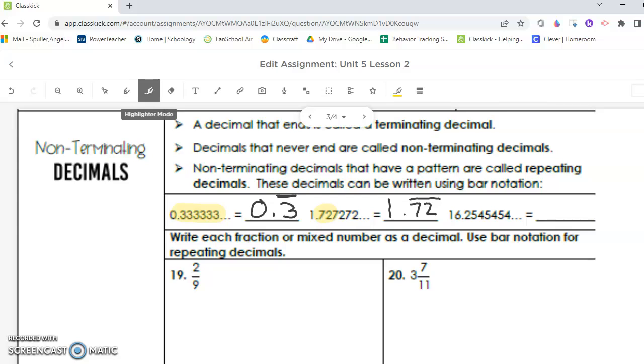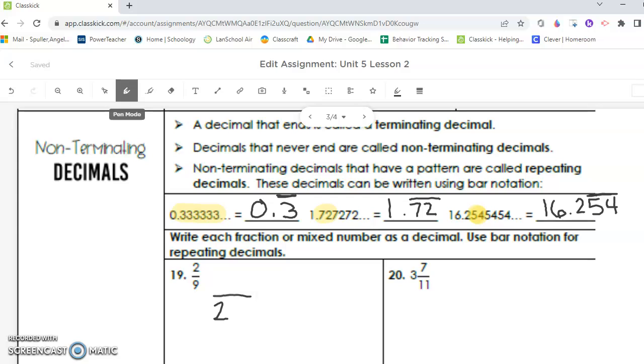Here I've got the, let me clear this real quick so you can see it better. So the 2 doesn't repeat, but the 54 starts repeating, right? So I could say 16.2 and then say 54 and put the bar only over what is repeating, 54. Okay. So let's try working on this.